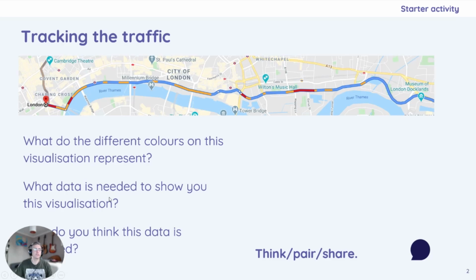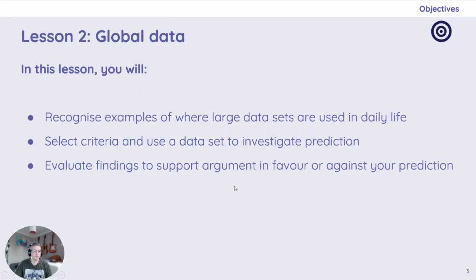So what do we need? What data is needed to show you this? Well, we need to know the speed of the signal. We need to know exactly where the GPS is. What else? We need to know what road they're on. And obviously, it's collected from the GPS data.